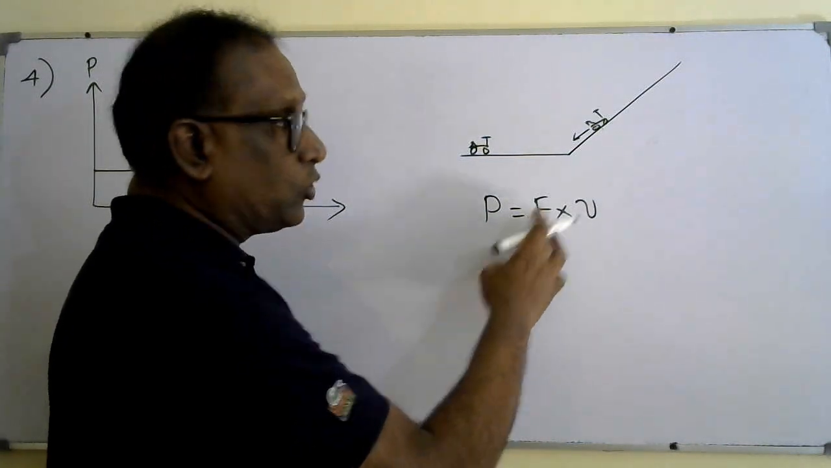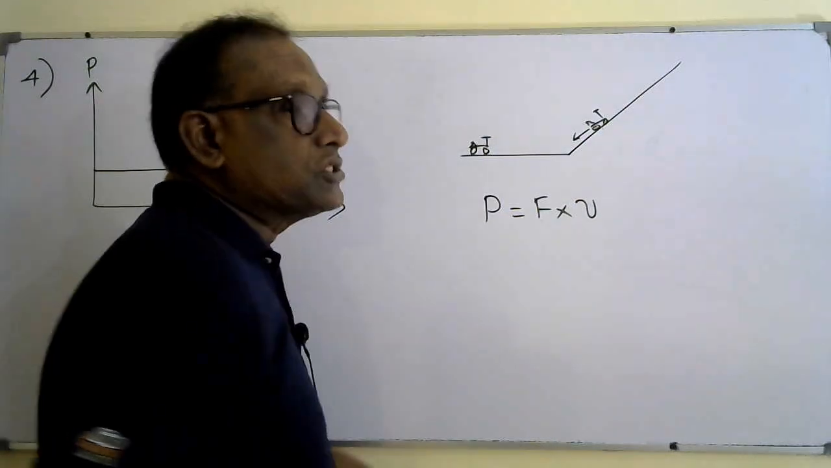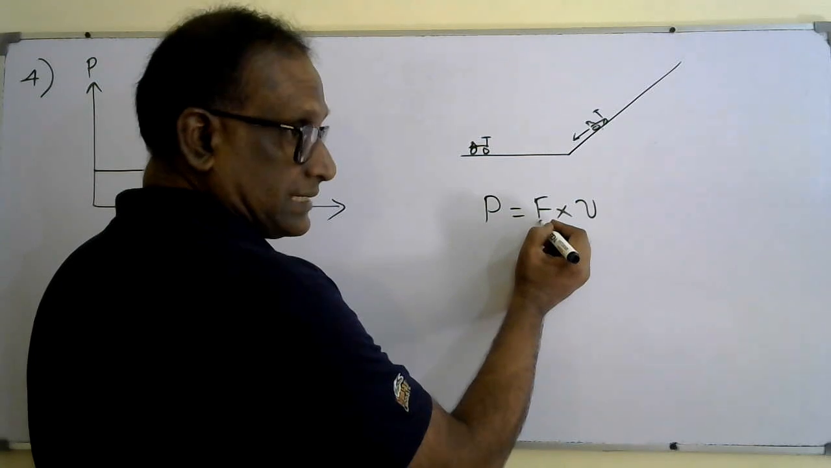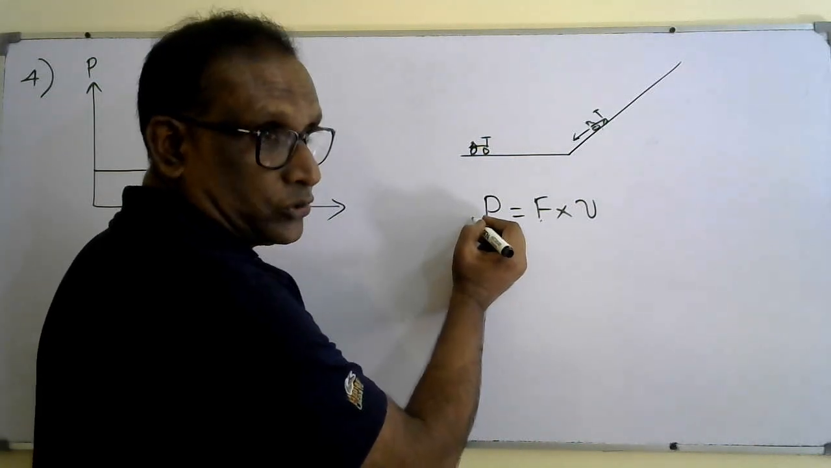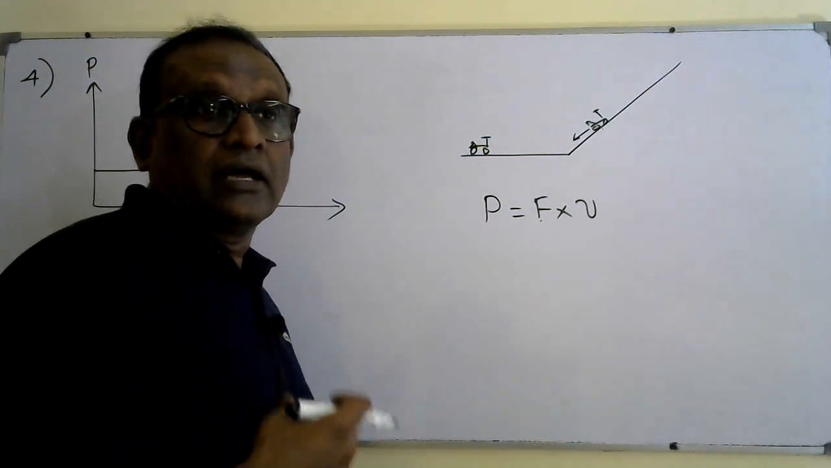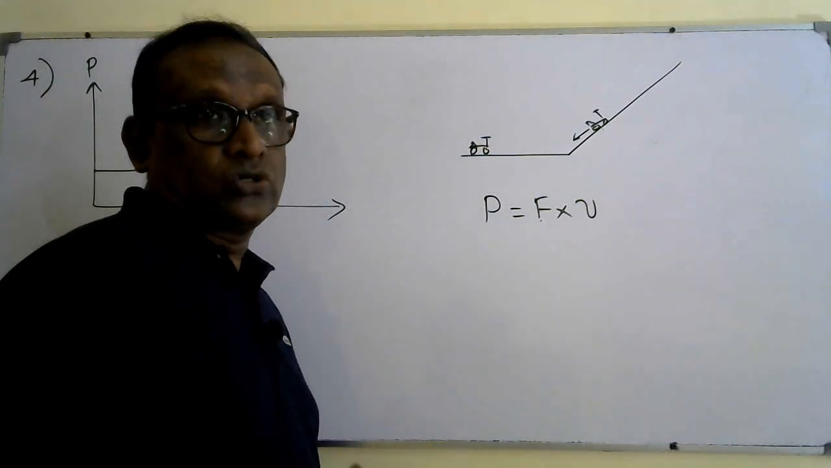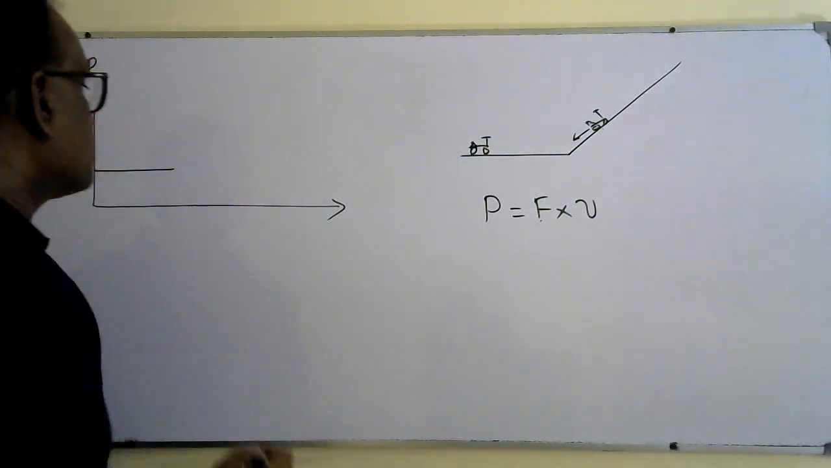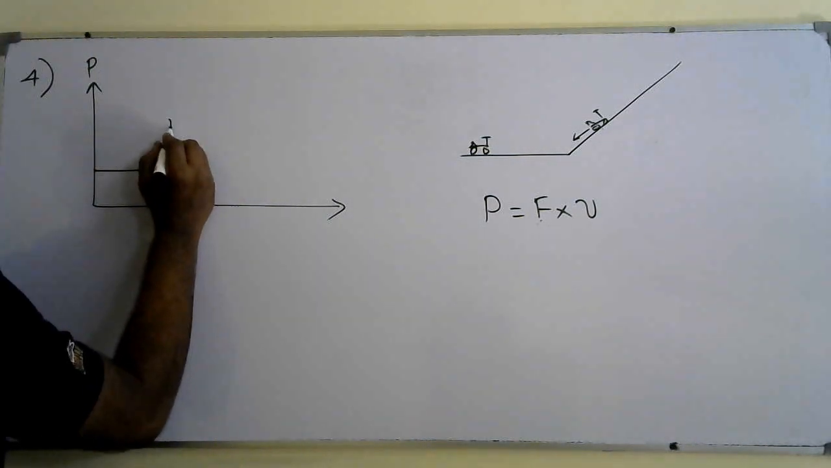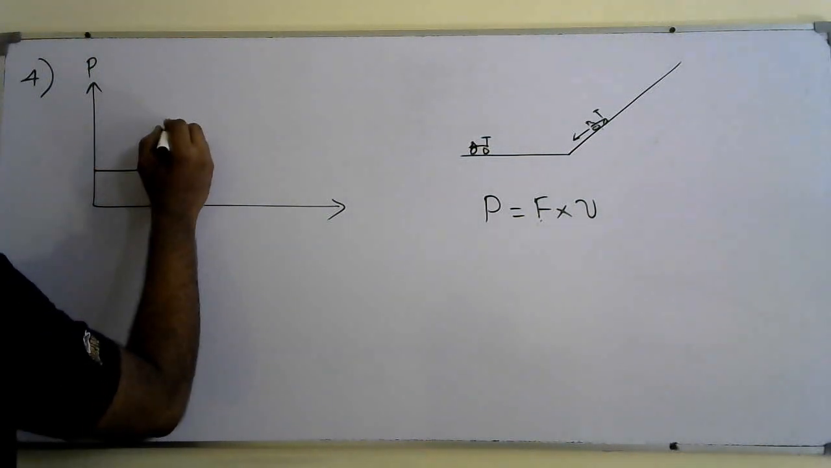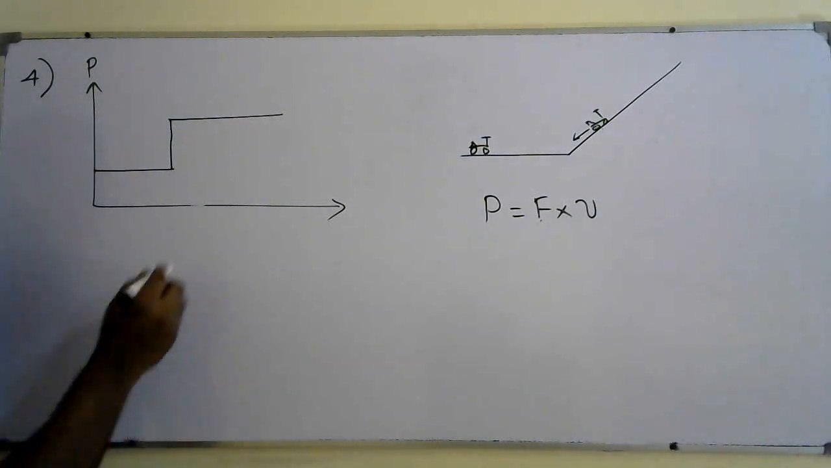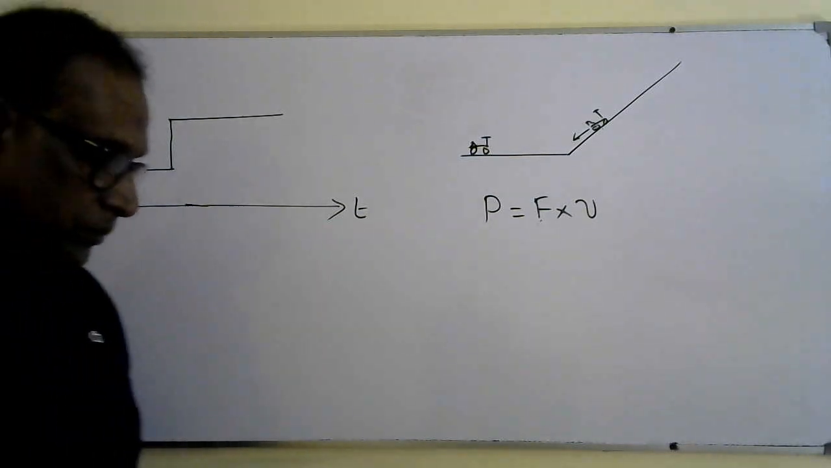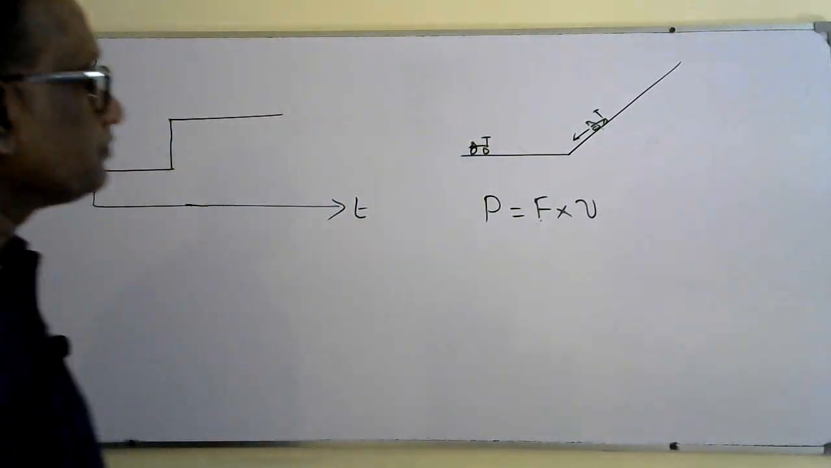The force becomes more because the component of the weight also opposes the motion, but he is maintaining the same speed, and the force has increased, so the power output will be more. The cyclist has to develop more power. But again it's a constant power because constant force, constant speed. So the graph should be constant force, constant power. Suddenly it increases when it climbs on the slope. This is the graph. Okay, so answer D.